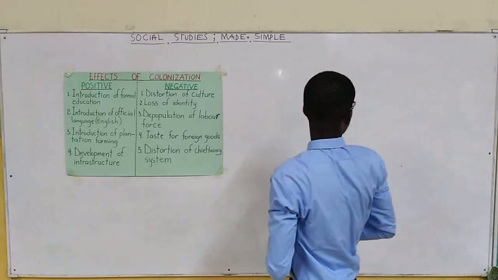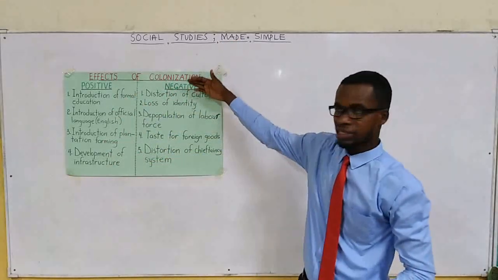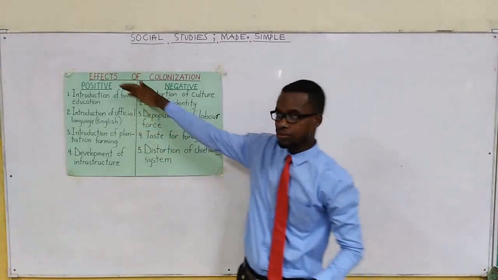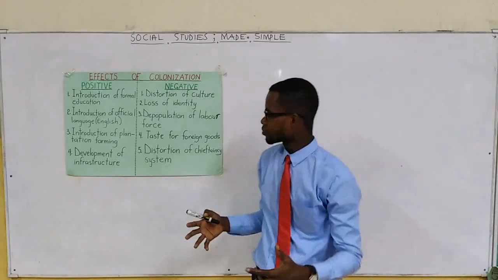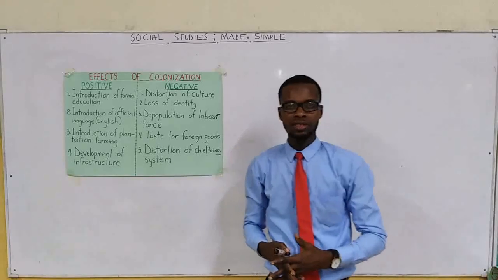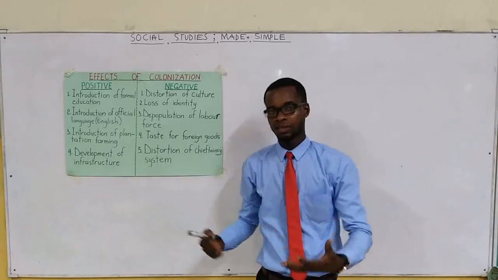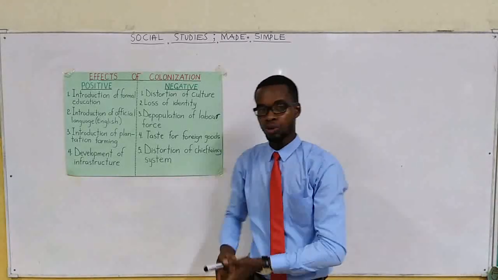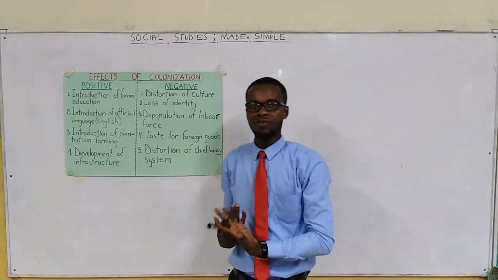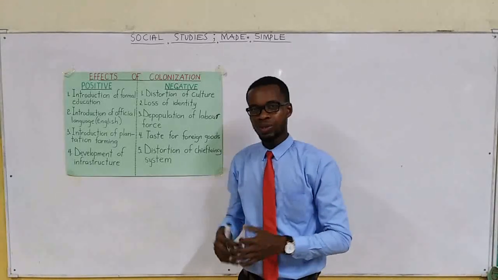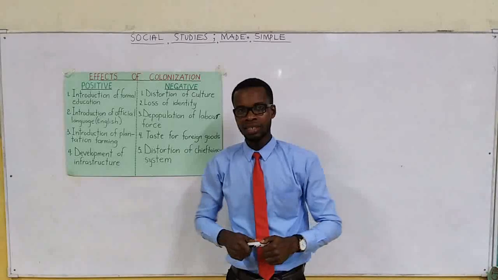So we have these positive effects and we have the negative effects of colonization. Let's start with the positive. So point one, there was an introduction of formal education. Talking about the forms of education, we have the informal one. Our fathers taught us what we should know, and they didn't draw a timetable for us. We don't have to wear uniform before we study. We learn through observation. So they teach us and we observe and we practice what they do.